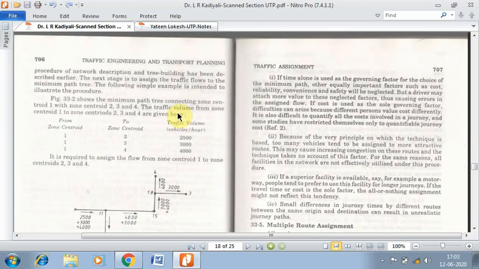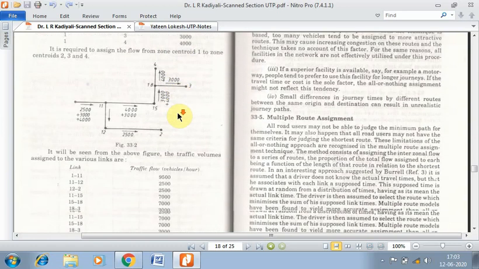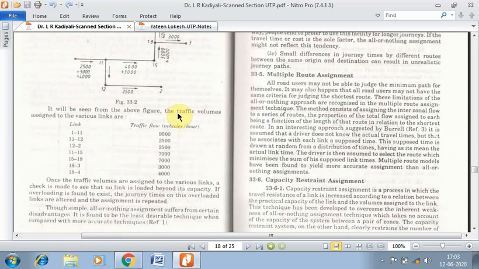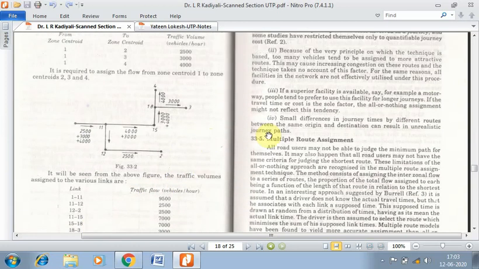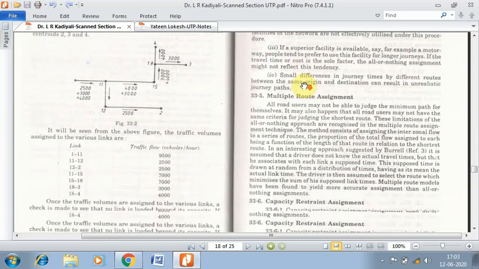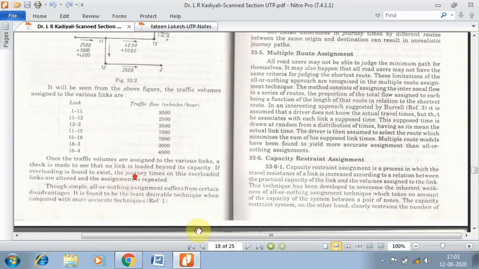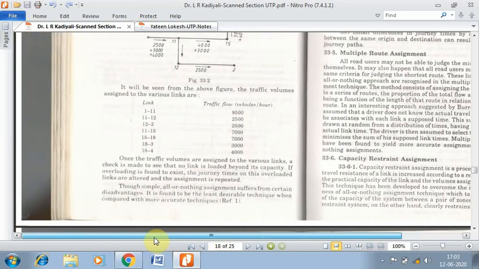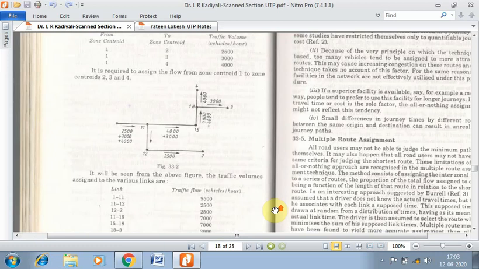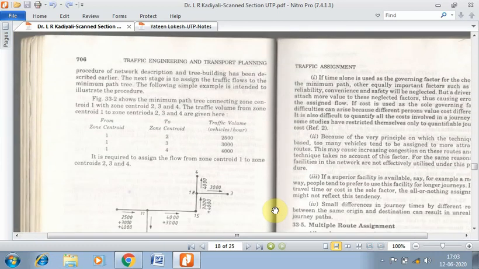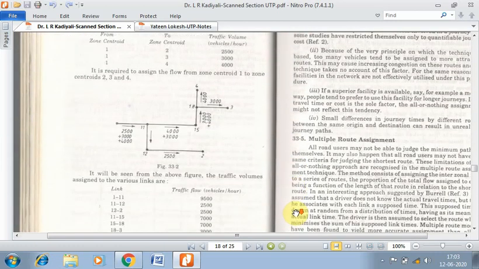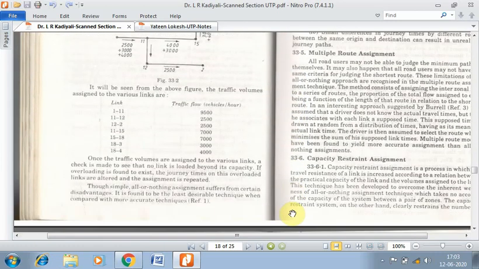Okay, now there are some advantages and disadvantages of this technique, that is the all or nothing technique. Those advantages and disadvantages are being explained here in this particular section of Dr. L.R. Kadiyali's textbook, I think page number 706. Okay, so you'll have to go through this in detail.